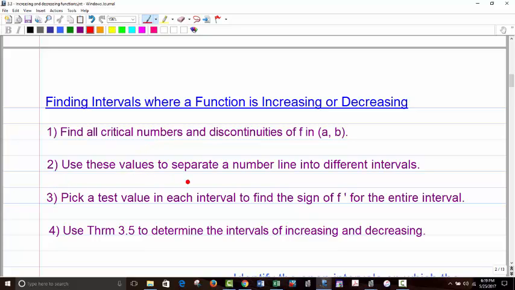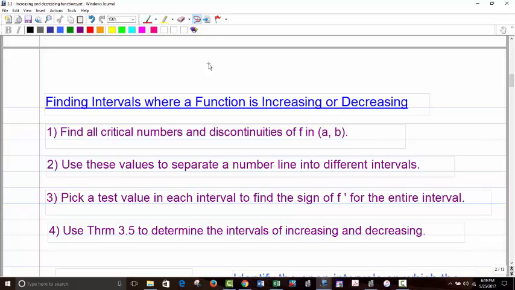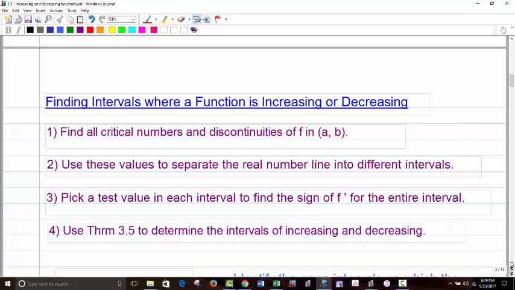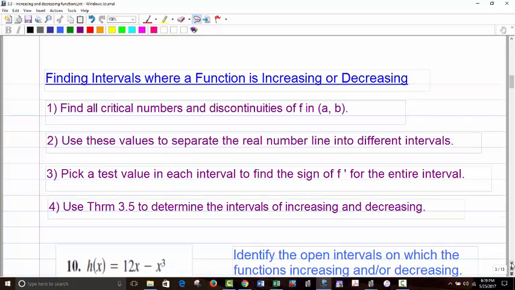There will be these values to separate the real number line into different intervals. Most of the time we'll be working with the real number line, with the exception of trig functions, where we'll just be using 0 to 2 pi. This isn't like finding absolute mins and maxes, where you'd be given a closed interval. So we're just going to treat this as an entire open interval from negative infinity to infinity.